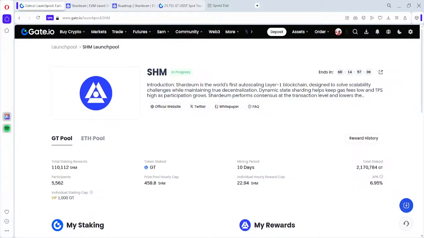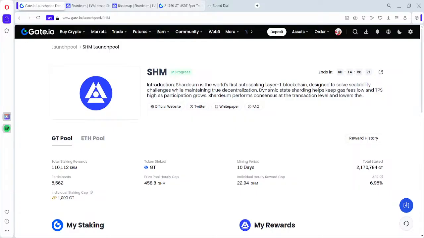SHARDEUM's auto scaling feature allows the network to automatically adjust the number and size of a shard based on the current workload. This allows the system to optimize performance and maintain high levels of scalability as it grows and evolves. And with the integration, SHARDEUM is built on the foundation of the Shardus protocol, presenting itself as the first EVM, which is Ethereum Virtual Machine, compliant layer 1 blockchain optimized for dynamic sharding.